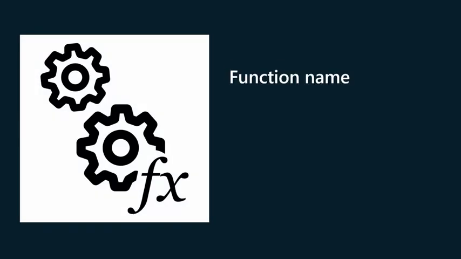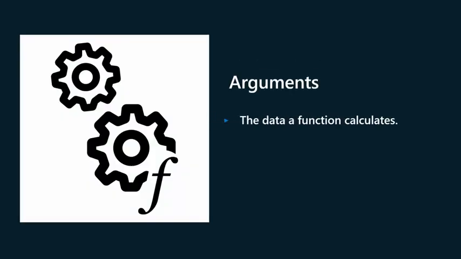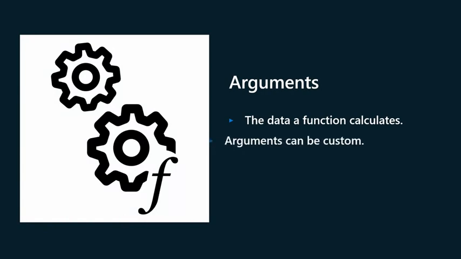So now that you know what a function is, let's explore its elements. The first element of a function formula is the name of the function. This takes the form of a single word, such as sum. The sum function adds all the values within a selected range of cells. The second element of the formula is the arguments. As you've just learned, a function calculates data. This data or information is referred to as an argument.